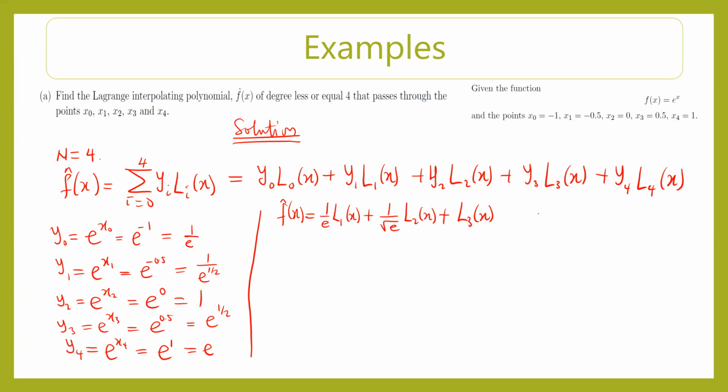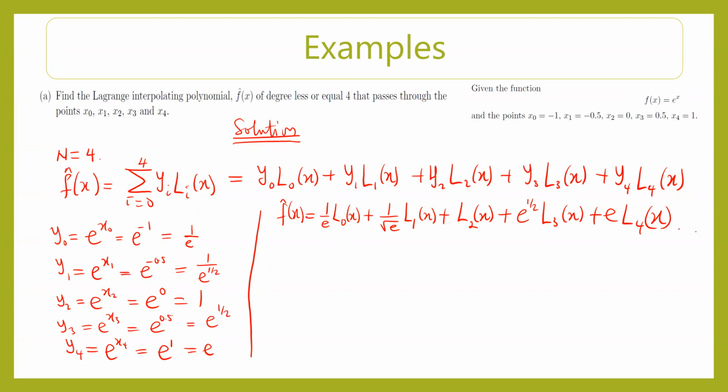So y2 is 1. So I'm sorry, this should be 0. This should be 1. And this should be 2. Y2 is 1. So plus e to the power 1 over 2 L3 of x, then e L4 of x. So actually the main job here is to find the basis function, the Lagrange basis function here.